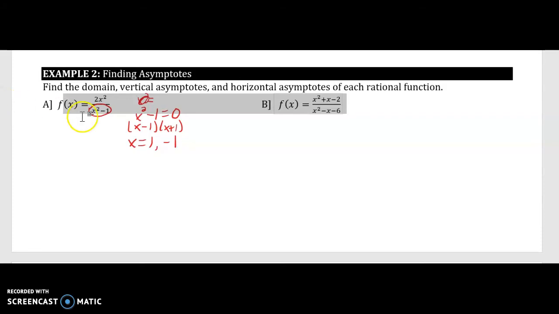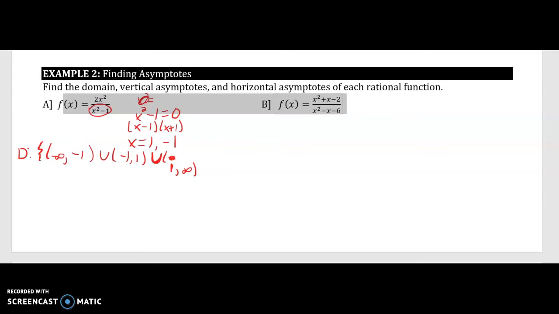So we're going to write our domain for this. The domain is negative infinity to negative 1, union negative 1 to 1, union 1 to infinity. Okay, so these are supposed to be U's. I know it's a little difficult to see by the way I'm writing, but that's our domain.